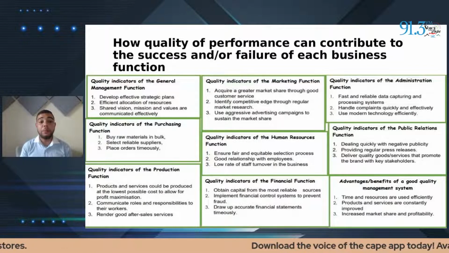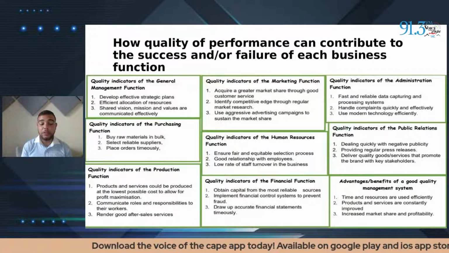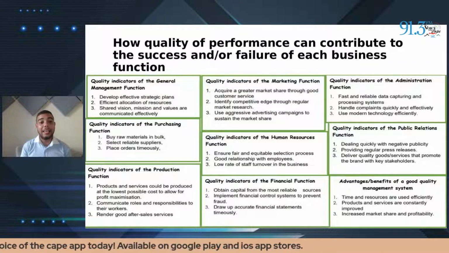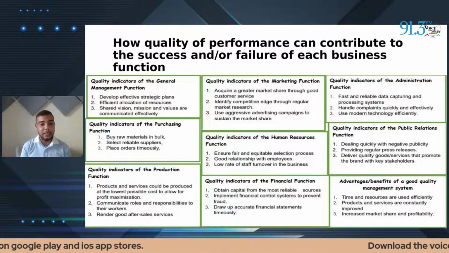Quality indicators of the purchasing function. So the purchasing function we know is buying things for the company. So they buy raw materials in bulk, select reliable suppliers, as well as place orders timeously.